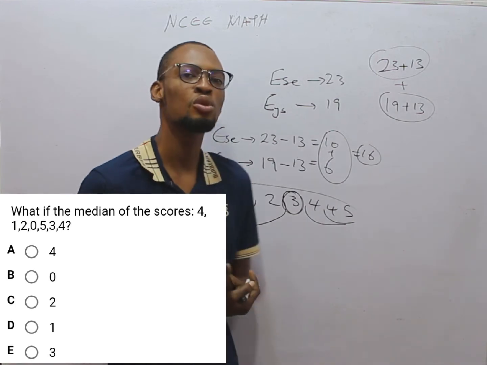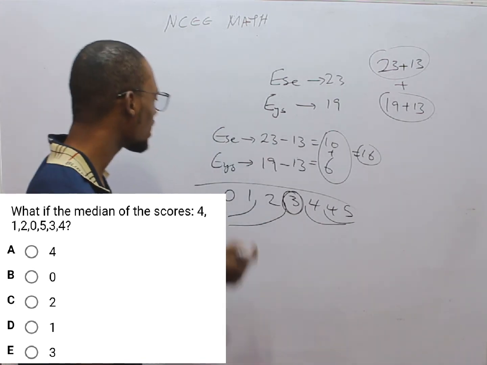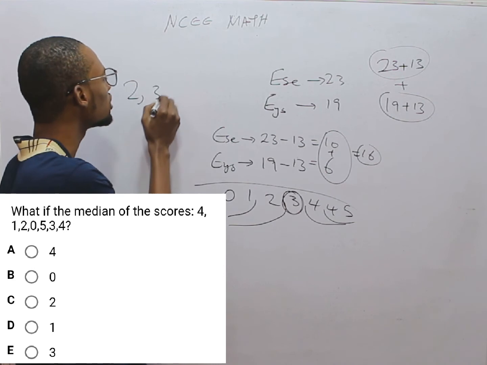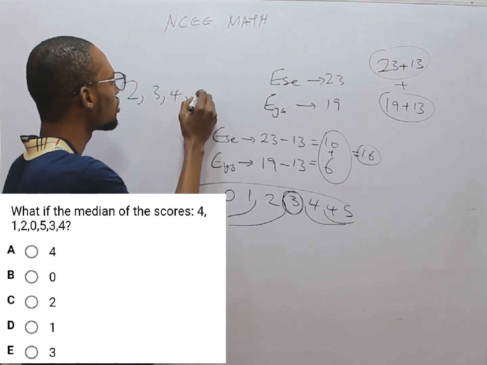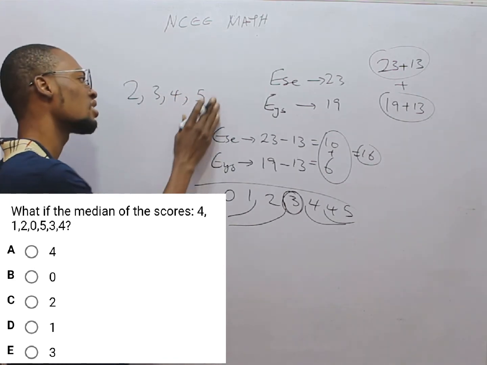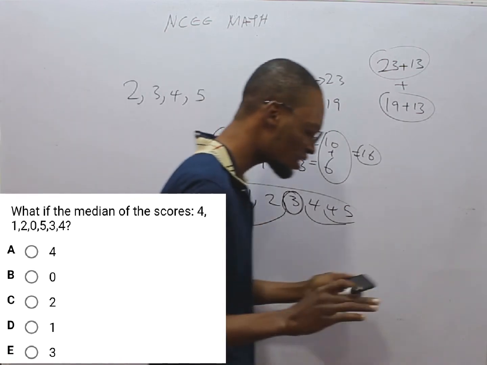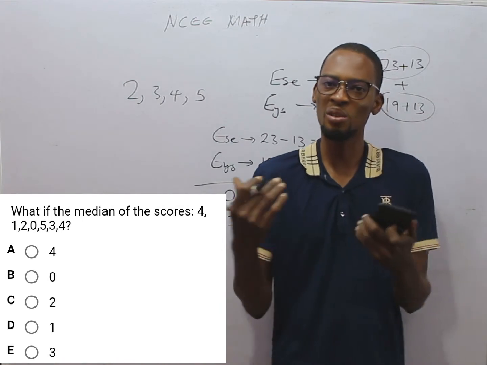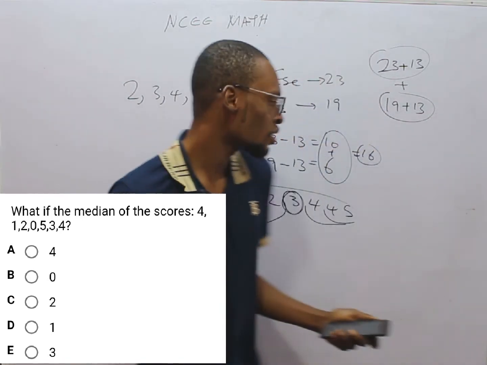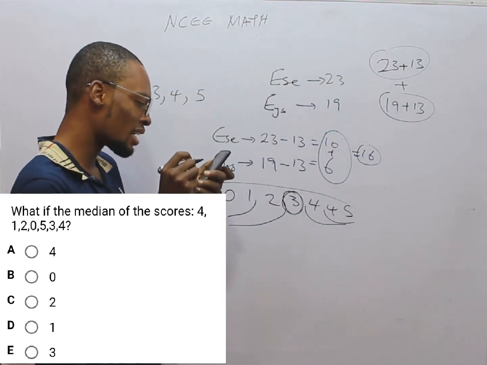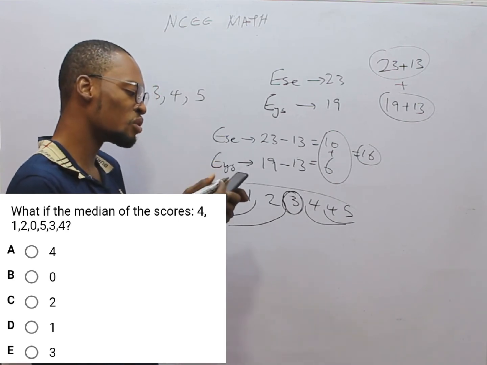In some cases, you have 2 numbers at the middle. For example, 2, 3, 4, 5. It's already in ascending order. Before you find the middle number, make sure you arrange the numbers in ascending or descending order. It must be orderly, because exactly the way these numbers are, the middle number will be 0, which is wrong.